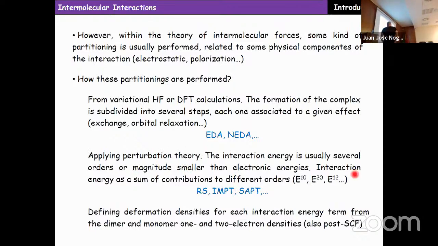Okay. And finally, this scheme, which in my view is good because computationally it is very cheap and also gives you a lot of insight, and can also be applied to post-SCF methods, because it's based on the deformation of one and two electron densities. And as long as I can calculate these densities, I can use any computational level to apply it.